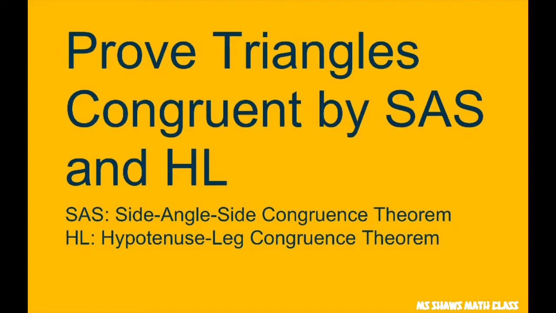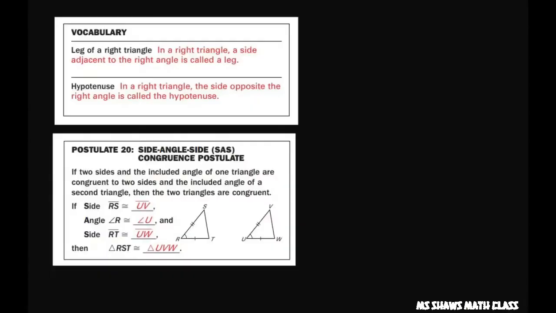Hi everyone, we're going to prove triangles congruent by side angle side and hypotenuse leg congruence theorems. It's more of an informational video versus actual problems. So basically your vocabulary is you need to know in a right triangle you have two legs.